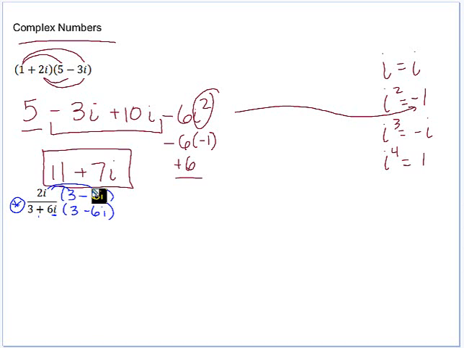The numerator, it's pretty straightforward. We just have to distribute. So 2i times 3 is 6i. 2i times minus 6i is a -12i squared.